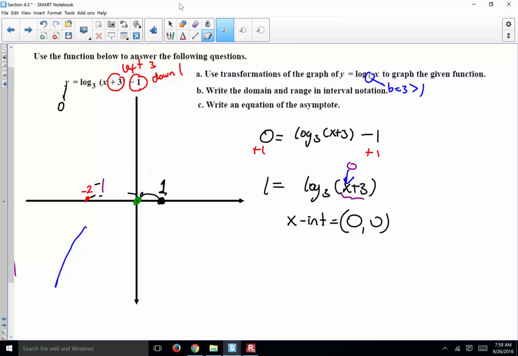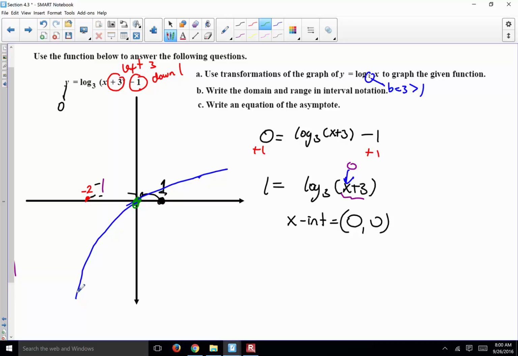This is not gonna cross here. It's gonna go a lot flatter. It's gonna go right here. At 1, it's gonna be 4, take away 1. Yeah, the only mistake I made is it's not going this sharp. It's just going that way. Okay? Alright? 0, 0 is the x-intercept.